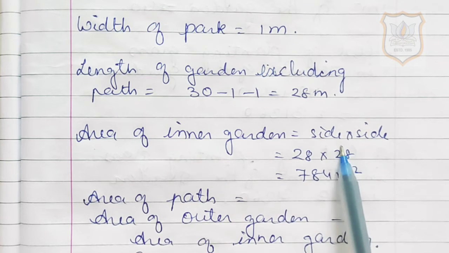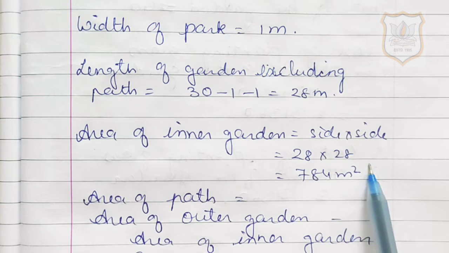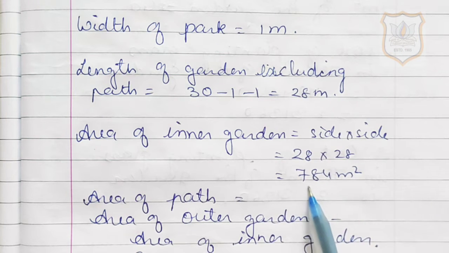Area of inner garden equals side into side, that is 28 into 28. By multiplying 28 by 28 we will get 784 meter square.